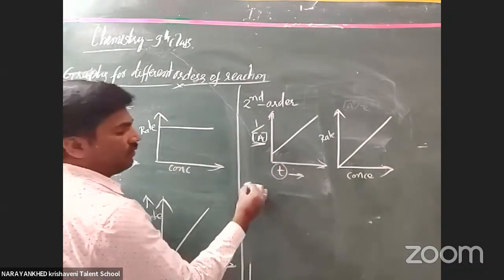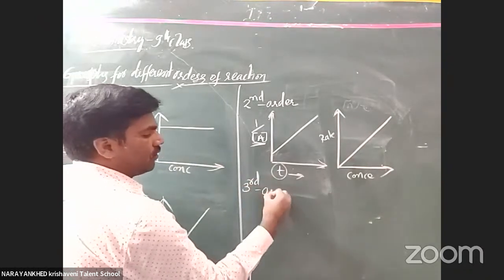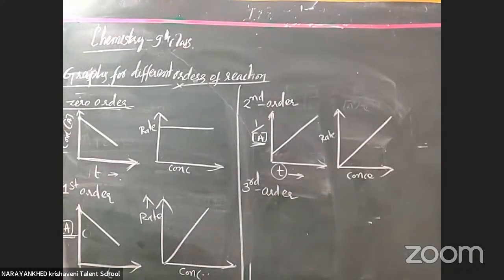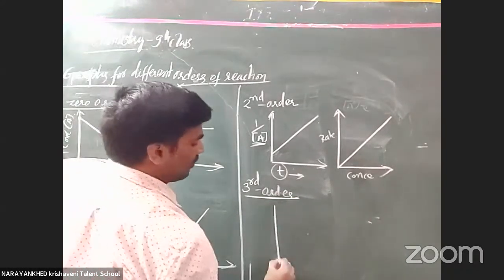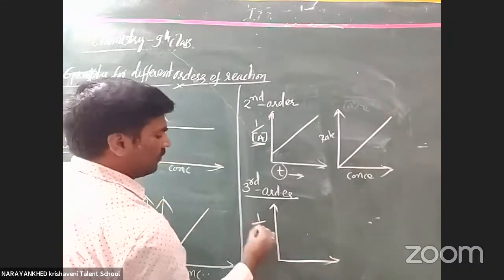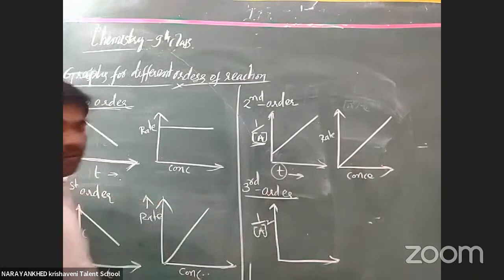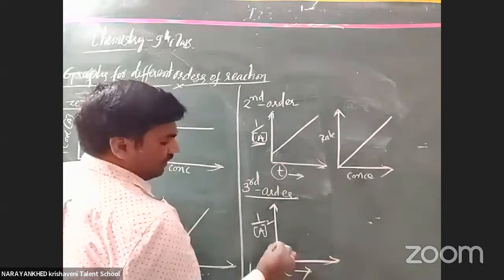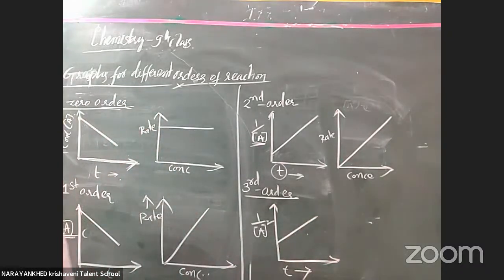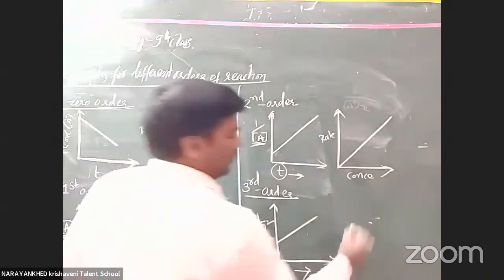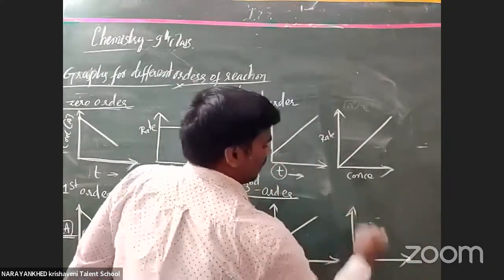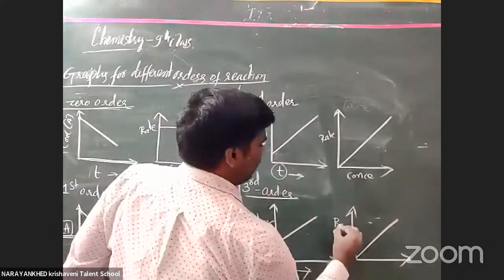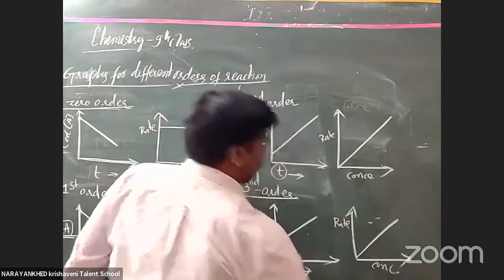Next, after this, the third order. The third order also looks similar to our second order. But the component we consider there is squared. Okay, clear or not? Yes, it increases with the concentration. Next, what we consider here is that the concentration is a constant. The rate and the concentration.